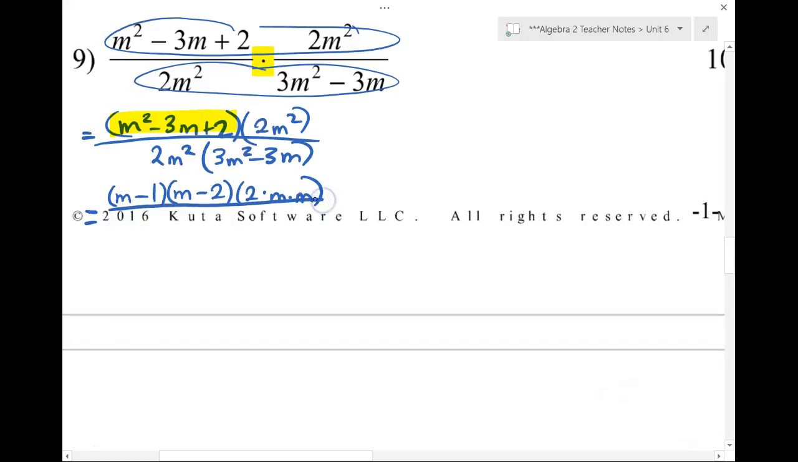And then to the right, this 2m, I can break that down to 2 times m. And then let's move on to the denominator, and then we have another 2m squared down here, so that breaks down to 2 times m times m. Sorry, let's put parentheses around that.